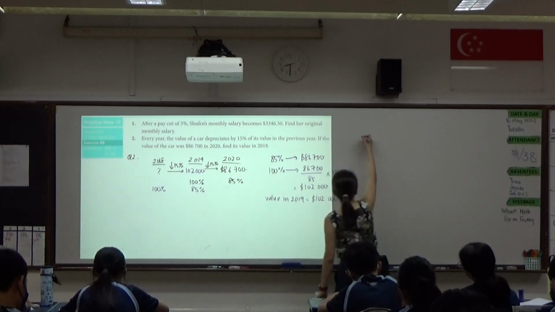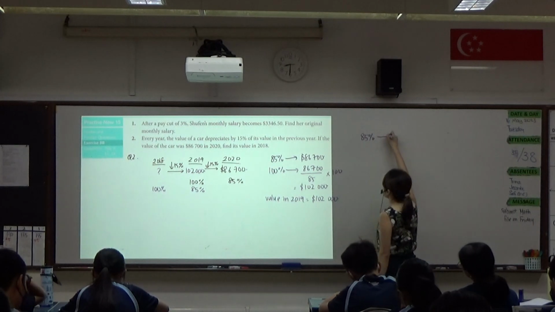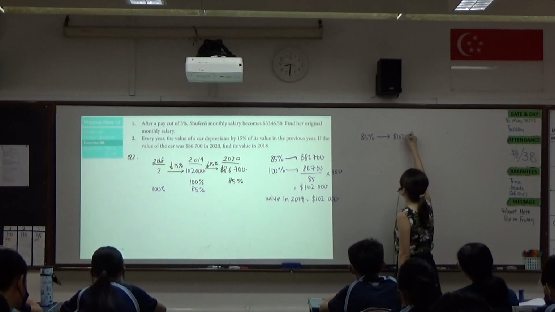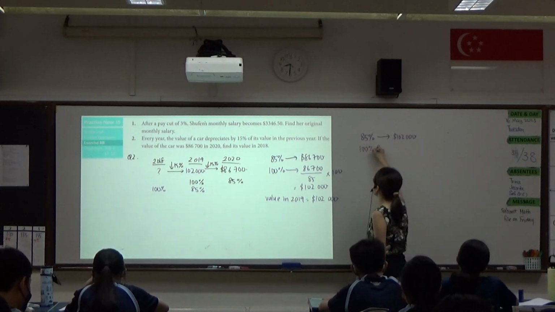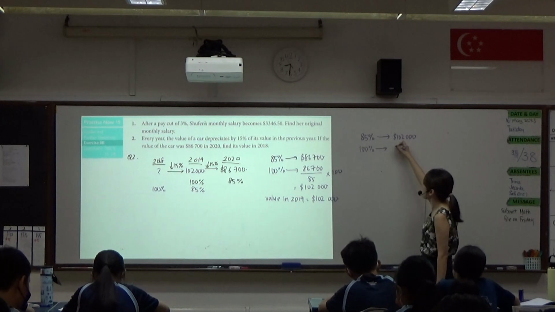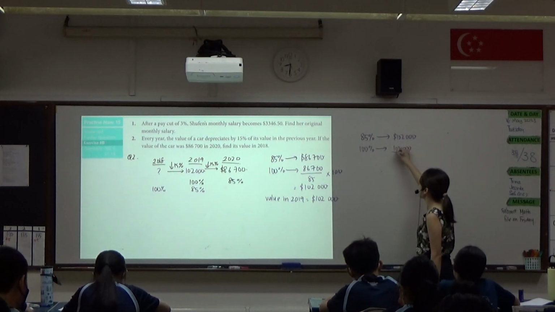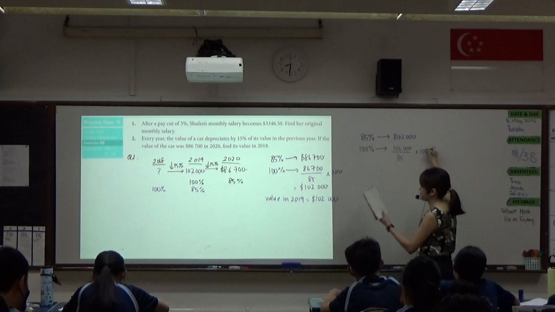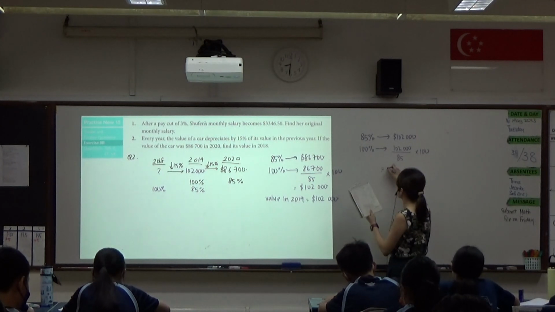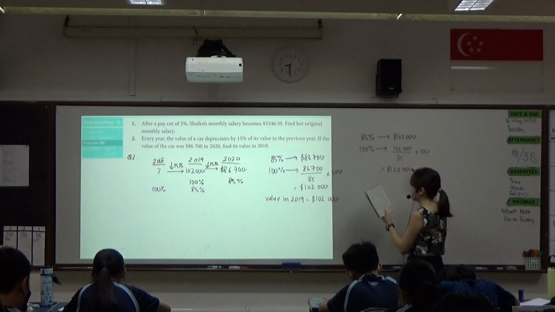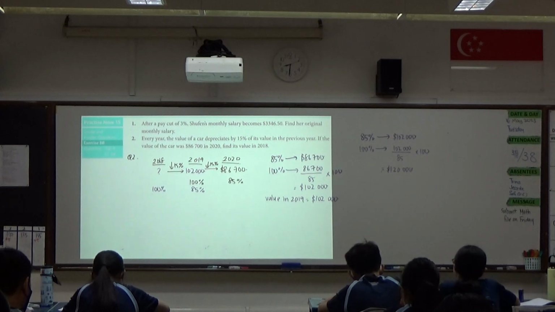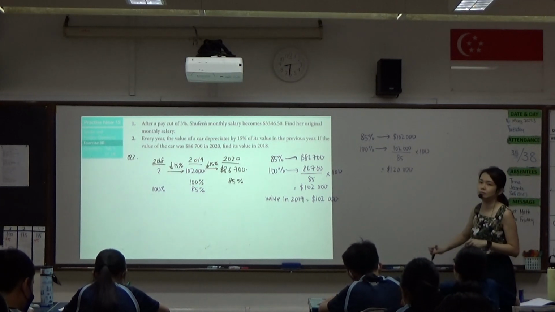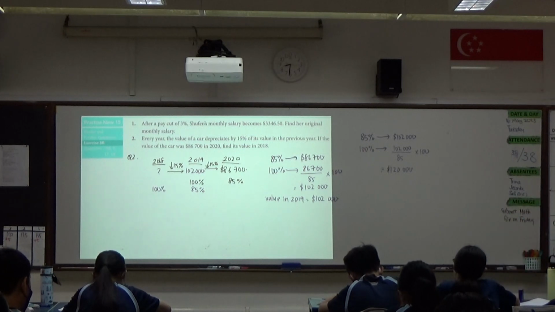Okay, so 85% is 102,000. Now going in reverse to find out 100%. And we will get $120,000. Okay, questions?